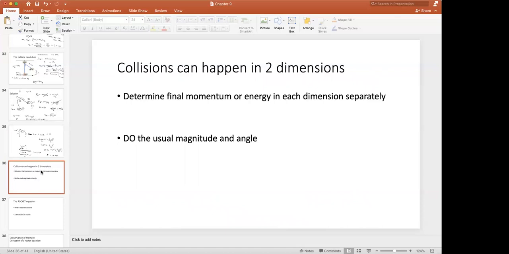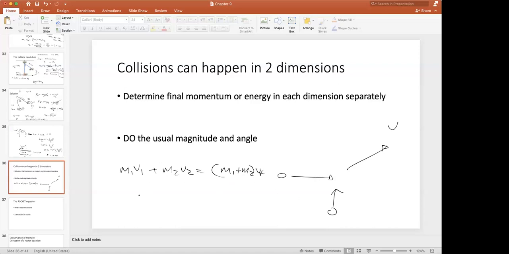All the collisions that we did in 1 dimension, they can happen in 2. So you could have a mass traveling this way and a mass traveling this way, and they hit and stick together and end up heading off at some angle there. If it's an inelastic collision, then you know m1v1 plus m2v2 is equal to (m1 plus m2) v final in the x and in the y.